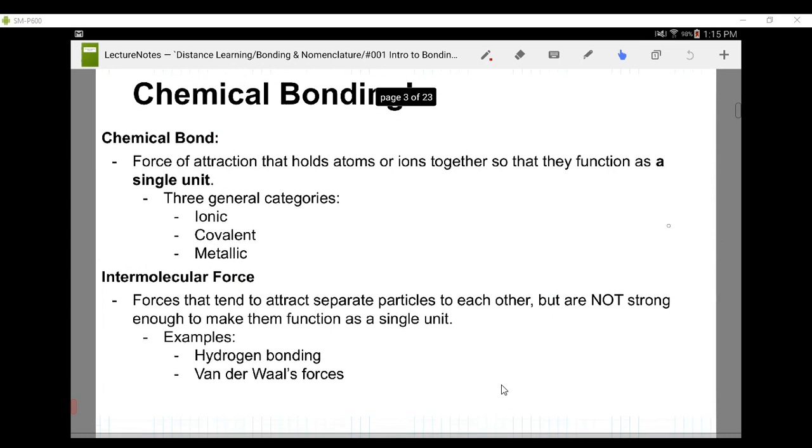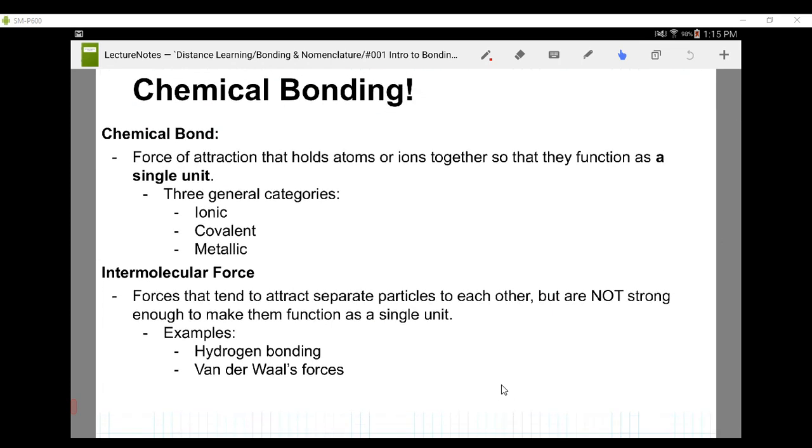For chemical bonding, we're referring to a strong enough force of attraction between two different atoms or two different ions that causes them to function as a single unit. Wherever one goes, the other goes with it. In general, there's three different types of chemical bonds: ionic, covalent, and metallic. That comes down to the combination of atoms that are bonded together and how their level of attraction compares to one another. Chemical bonds are often misspoken of in regards to intermolecular forces.